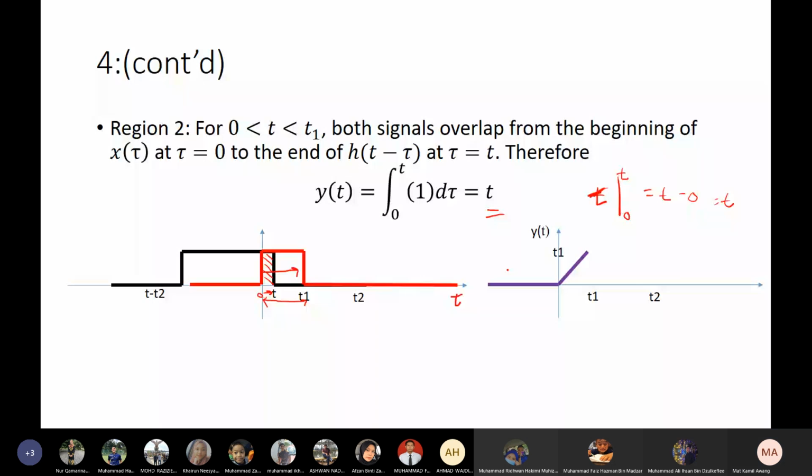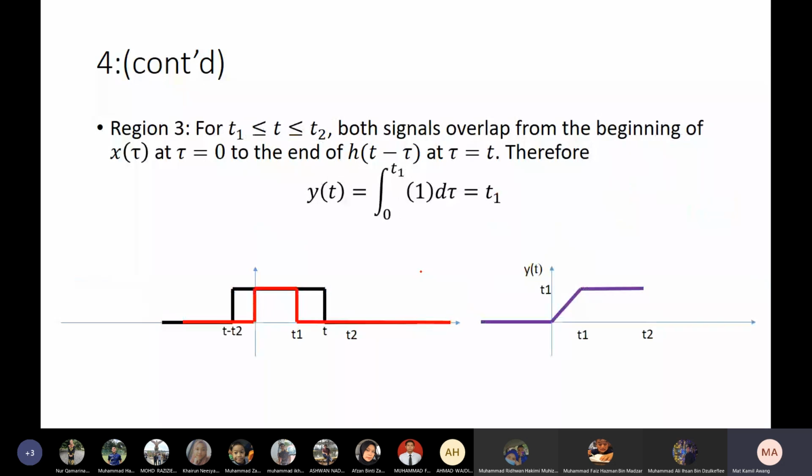And this is the curve. This is the t curve. Right? This is y of t. So at t equal to 0, y is equal to 0. At t equal to 1, y equal to 1. At t equal to t1, therefore y equal to t1. So it will overlap up to here, right? When you do the integration, this is the y of t. So that is region number 2.